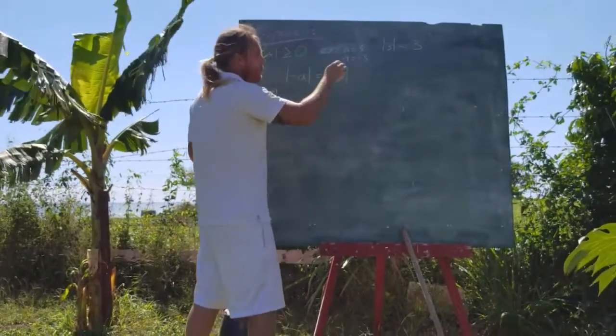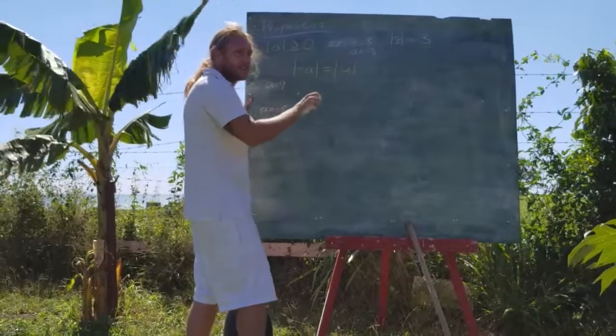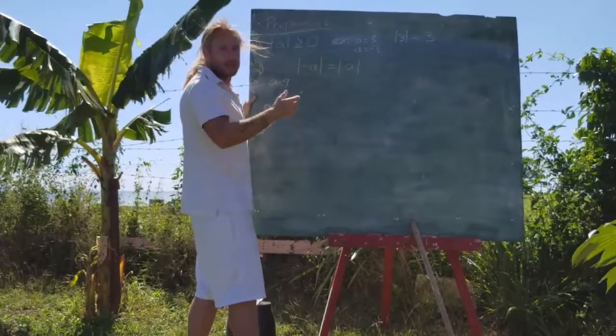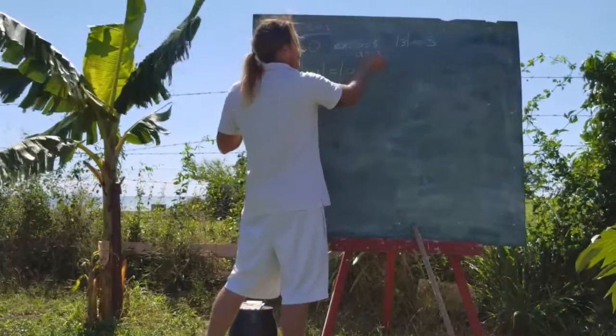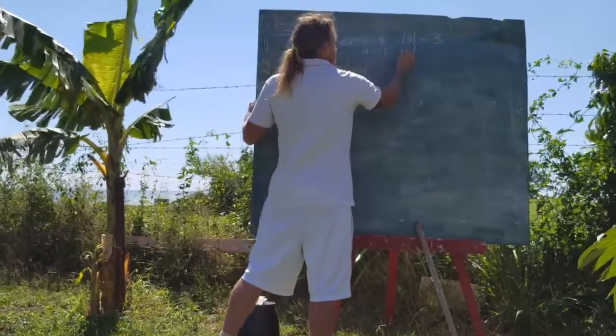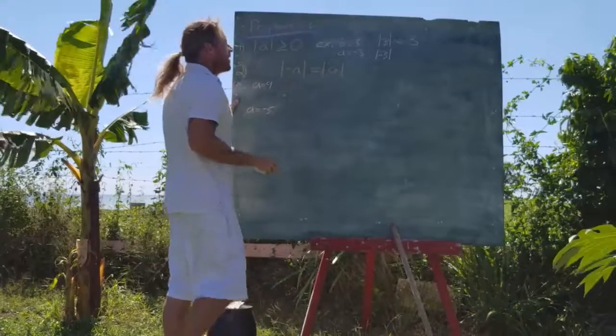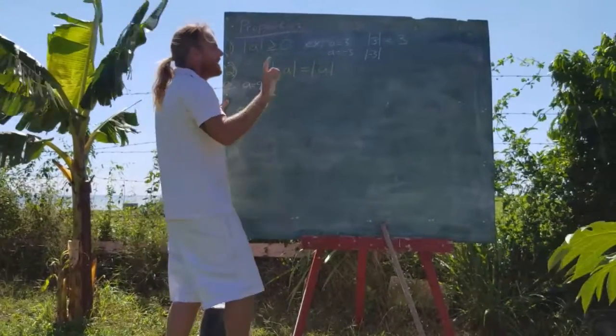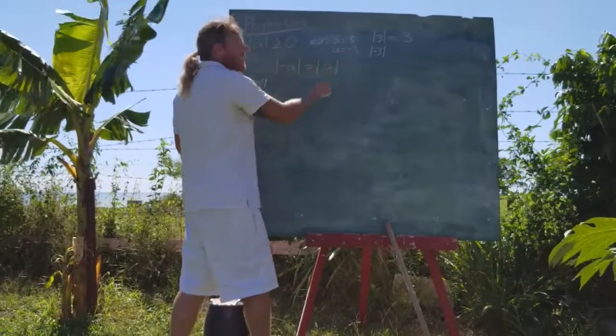Distance-wise on a number line, we see that 3 is the distance 3 from 0. Distance is always positive. If a is negative 3, again, based on our algebraic definition, the absolute value of negative 3 will be negative a, because a is less than 0.